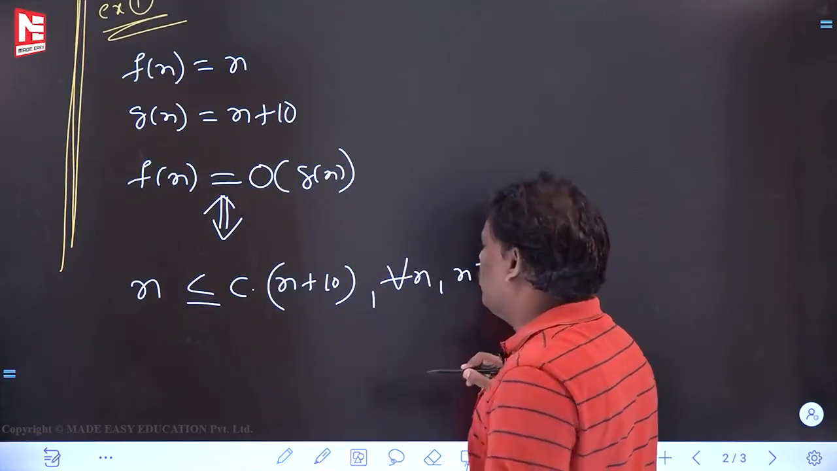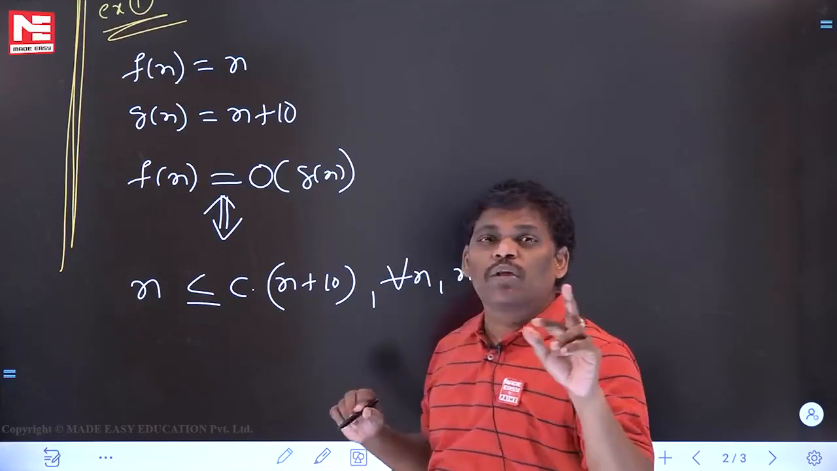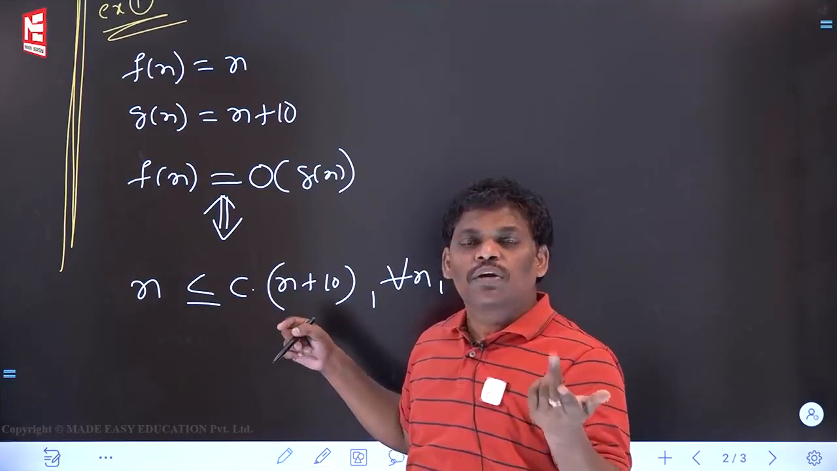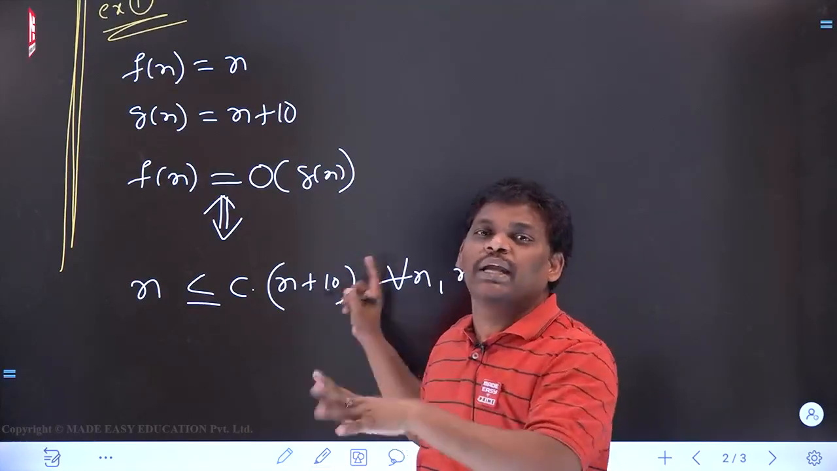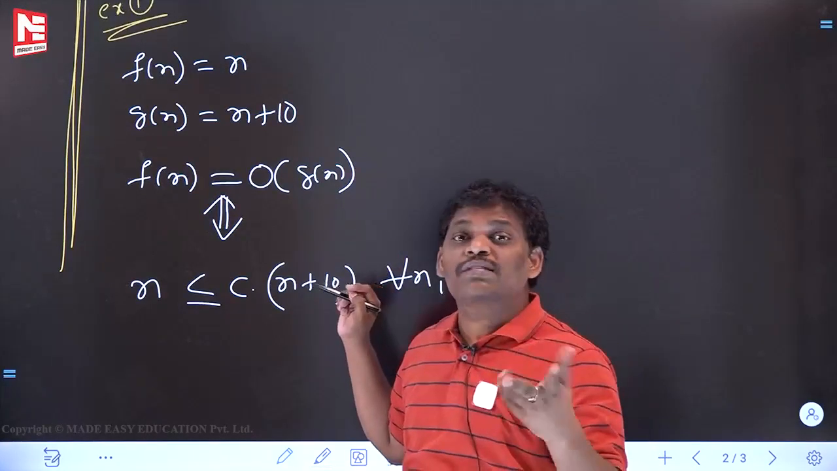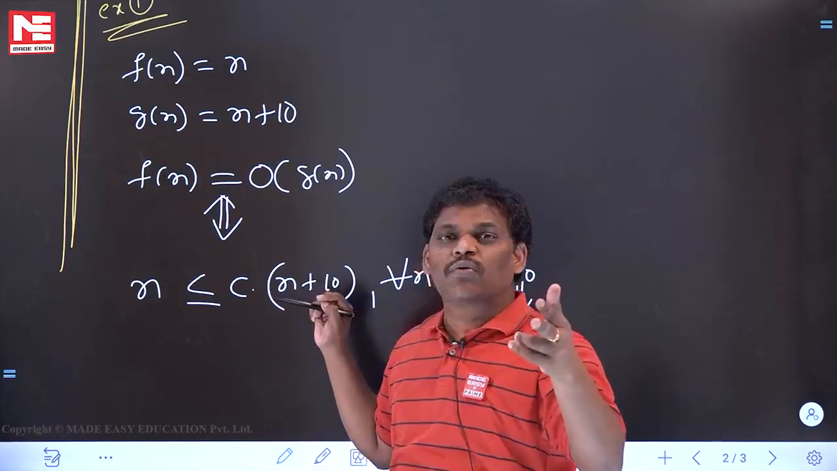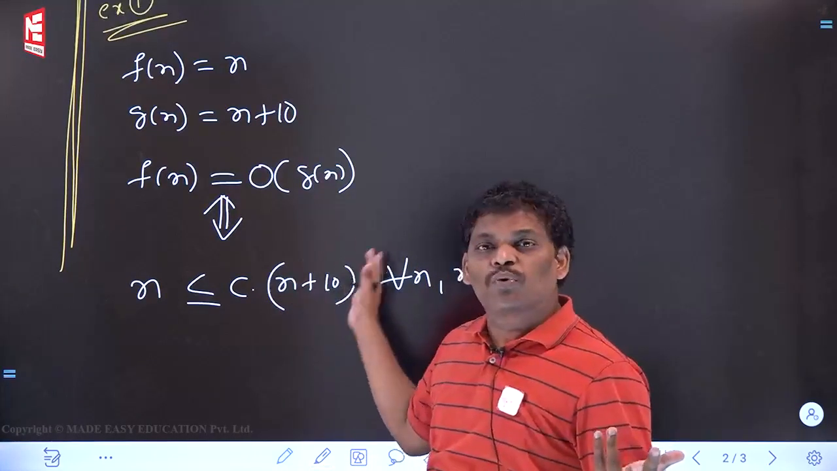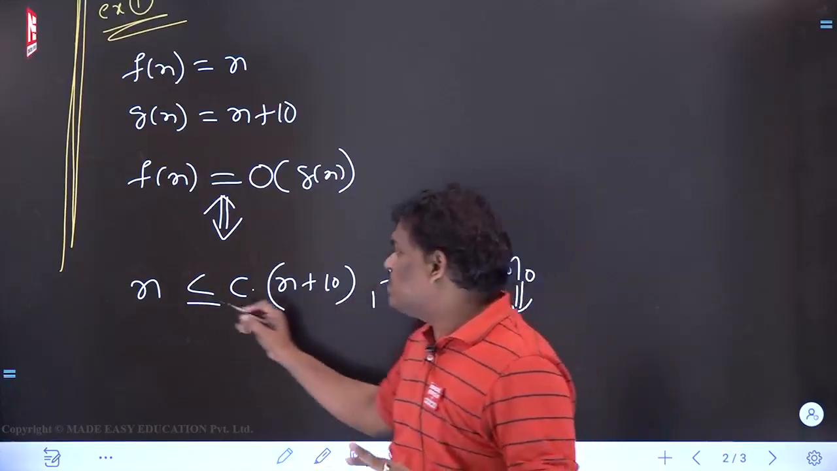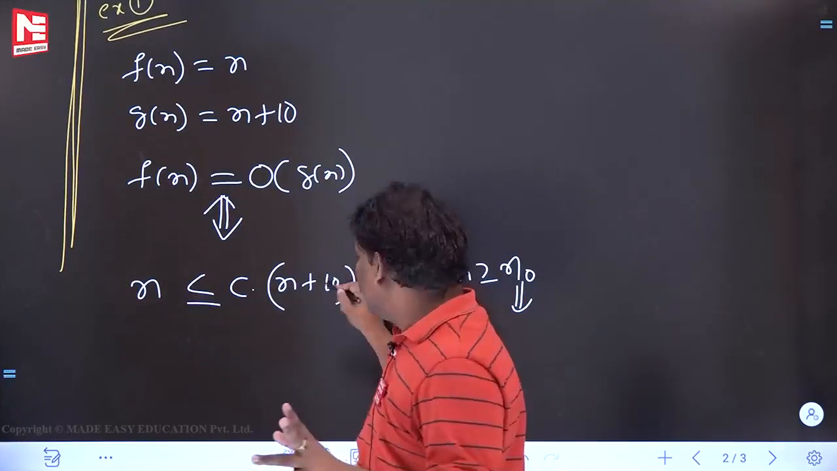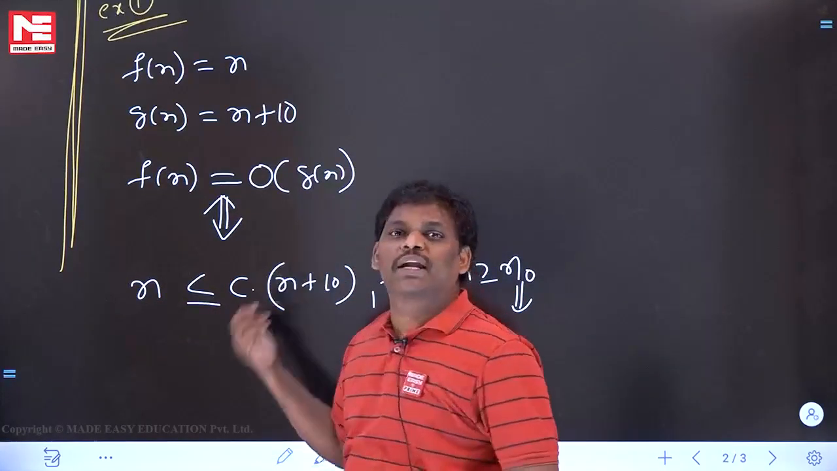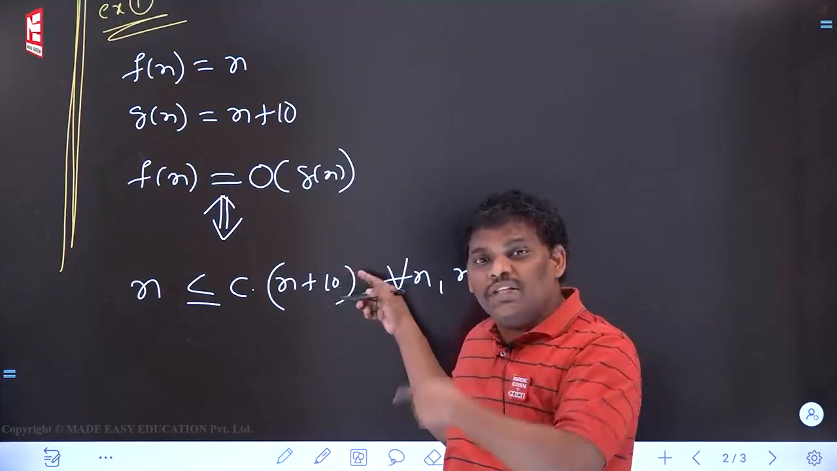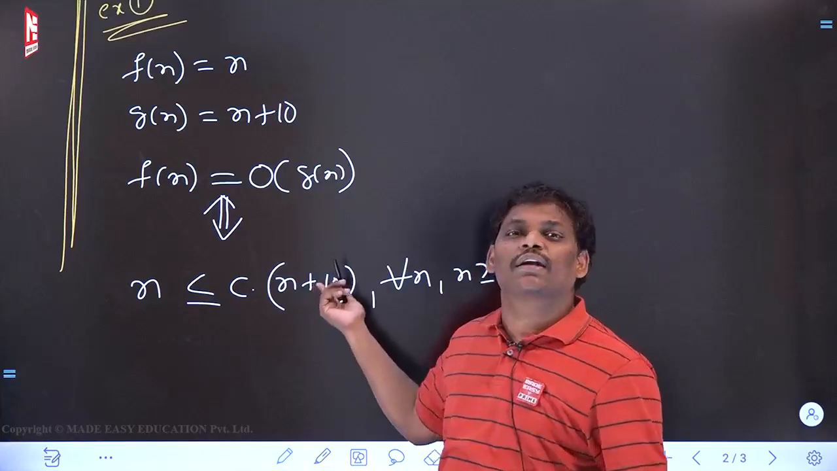Now, can you help me with one small line? What is the meaning of big O? Less than or equal to. Comparing left side and right side, the right side should be greater. F of n less than or equal to some c into g of n. You have to prove the right will be greater. Left is n, right is n plus 10. Of course, the right will be greater.